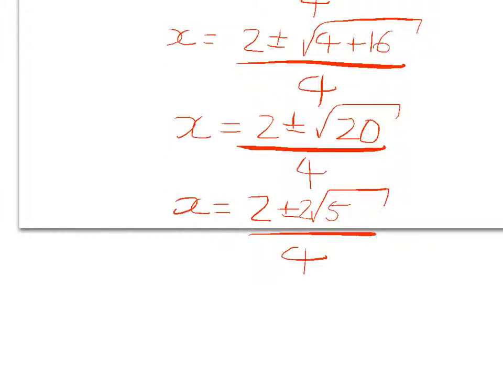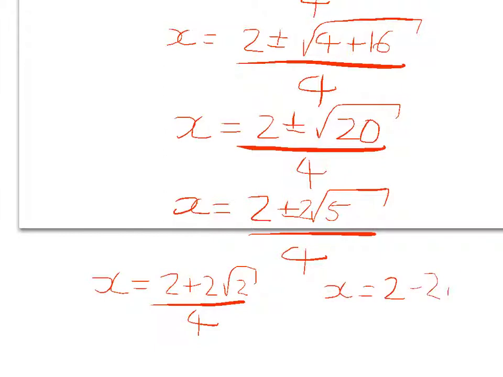Now, if you can't remember how to do this step, you need to go back and look at the surds introduction video. Now, last thing you can do, remember this plus or minus means you've got to add the square root once, and then you've also got to subtract the square root. So, here we go. The two solutions are going to be x equals 2 plus 2 root 5 over 4, and x equals 2 minus 2 root 5 over 4. Oops, sorry, root 5 there, not root 2. Let's just change that.